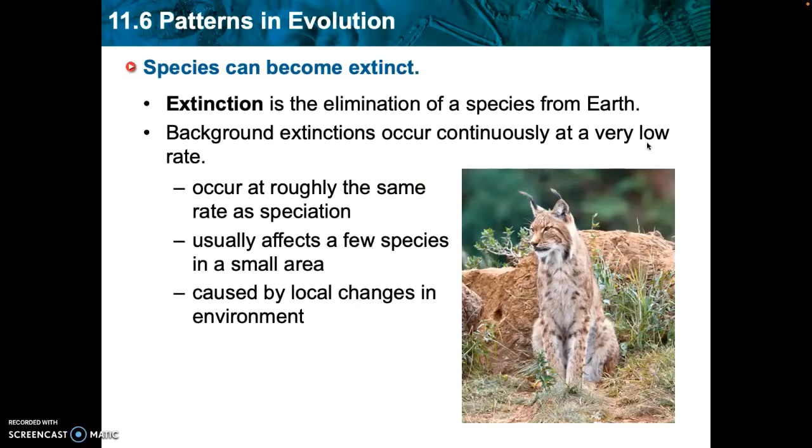Now, the opposite of speciation is going to be extinction. Extinction, you all know what this is: when species are eliminated from Earth. And species are always going extinct. We call that background extinctions. They happen roughly at the same rate that new species would appear, and they normally just affect a few species in a small area, very localized extinction events.